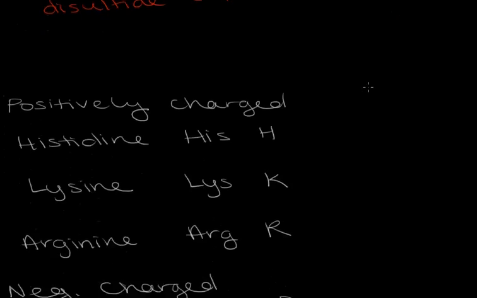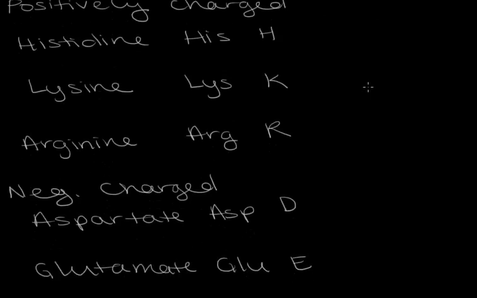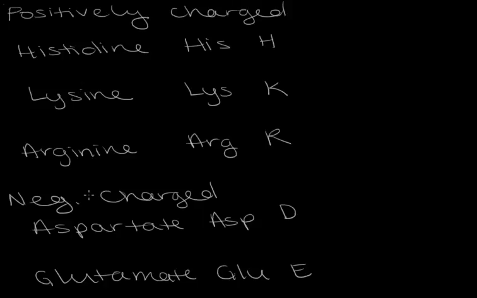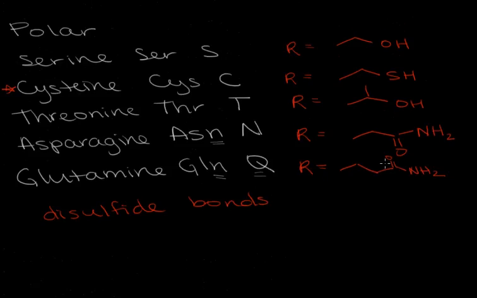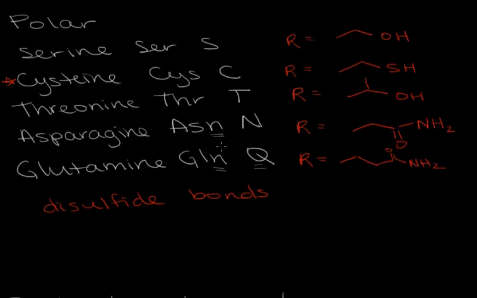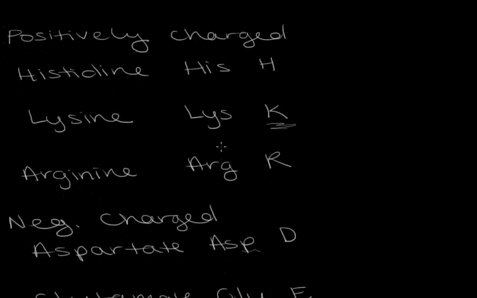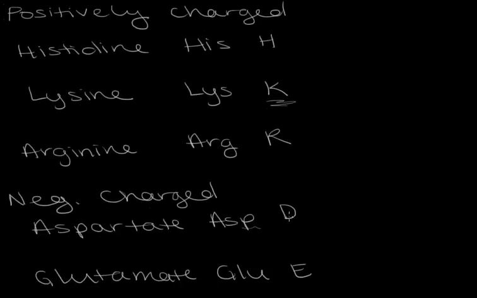Okay, now we can move on to the last two categories, which I'm going to write together, positively charged and negatively charged. So histidine, HIS, H; lysine, LYS, K; arginine, ARG, R, this is the pirate amino acid; aspartate, ASP, different than ASN. So this is aspartic acid, so aspartic acid, there you go, with a D. Glutamate is the glue, GLU, and its abbreviation is E.